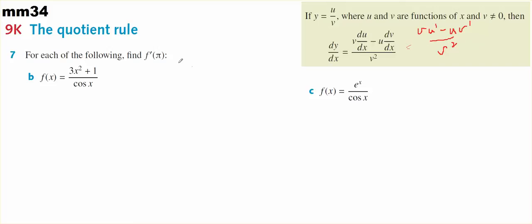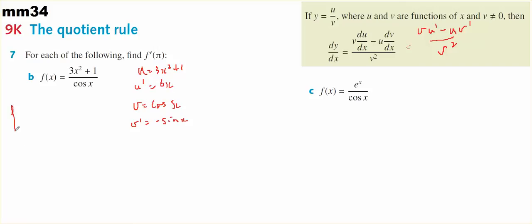So in 7b, U is always the numerator, so U equals 3x squared plus 1. So U dash, which is du dx, equals 6x. And V equals the cos of x, which means V dash equals the negative sine of x.